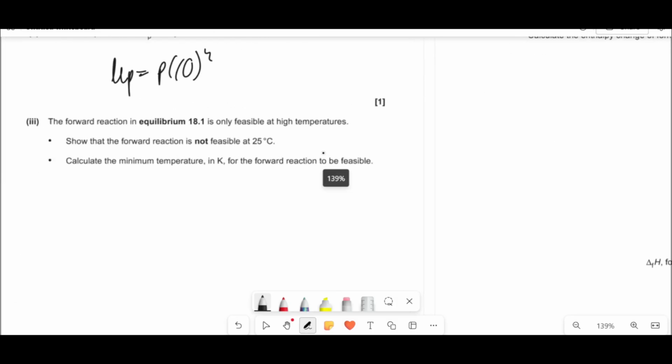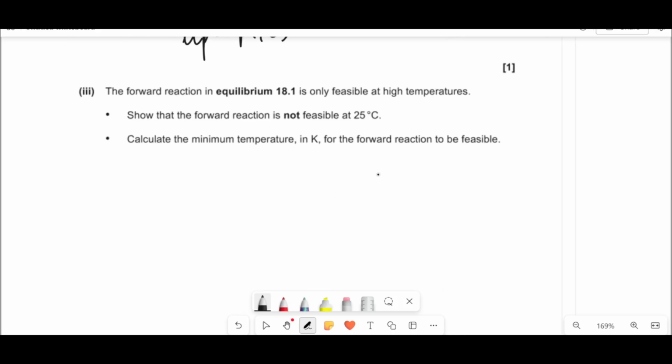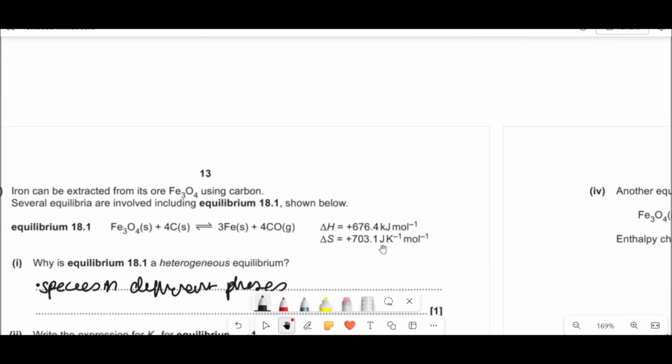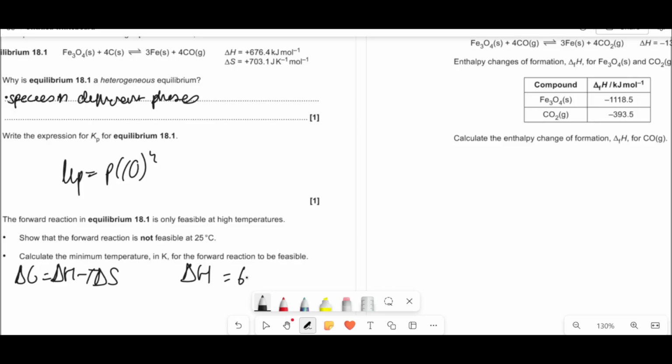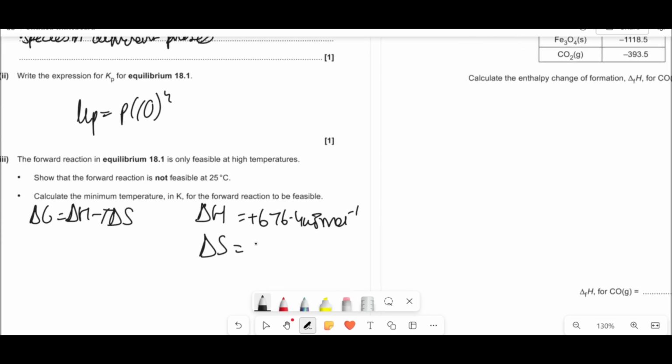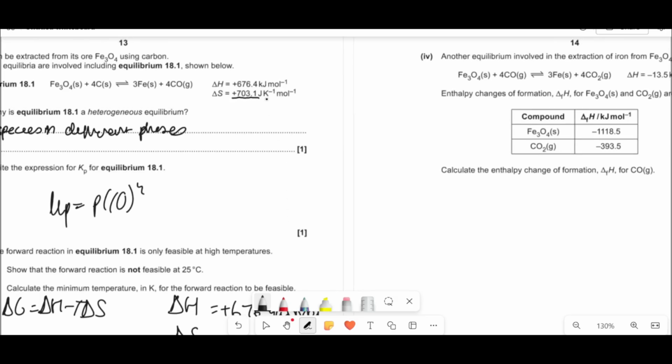reaction to be feasible. So we've got to do a bunch of steps here. First of all, we need to figure out, well, delta G equals delta H minus T delta S. Write down what you know. So delta H in this equation is plus 676.4 kilojoules per mole. Delta S for this equation is plus 703.1 joules per Kelvin per mole.